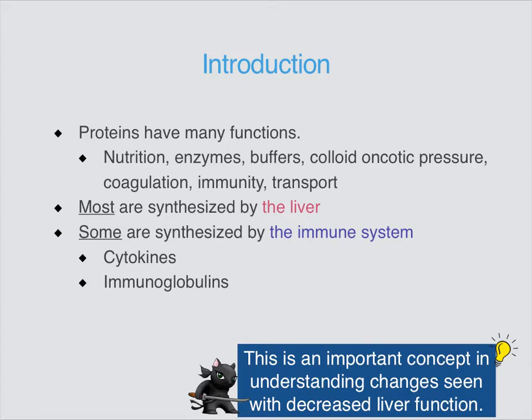these proteins. But the other piece to this is to remember that some of these proteins are also synthesized by the immune system. And these are proteins like our cytokines and our immunoglobulins. And these are upregulated in our massive inflammatory responses. So we can be in complete liver failure and still have an increase in that fraction of proteins that are being made by the immune system. And it's a fairly important concept to wrap your head around, especially when we start talking about what globulins are.